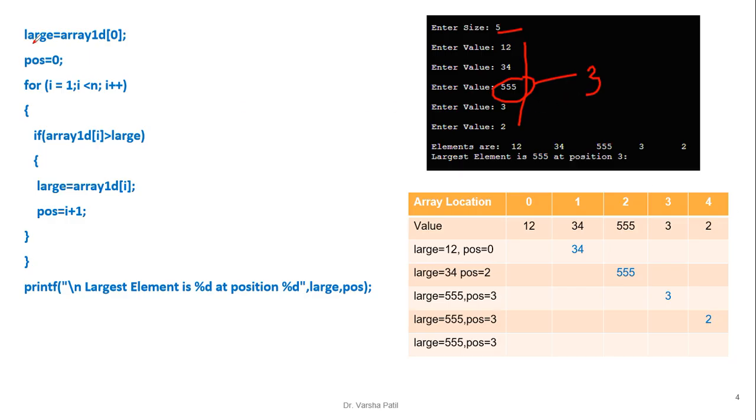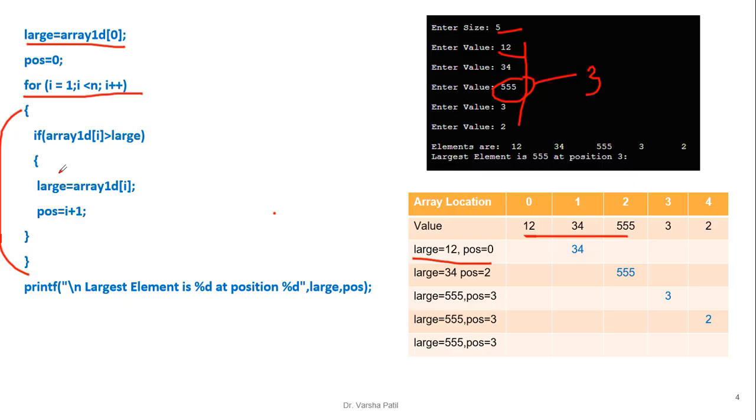Initially large equal to array1D of 0, so whatever first element we have accepted, I make it the large. So first element becomes large. Initially large equals 12 and position equals 0. As we consider the first element as large, there is no need to start the loop from the first element, so I have started the loop from i equal to 1: i equal to 1, i is less than n, i plus plus. This is the opening bracket and this is the closing bracket.